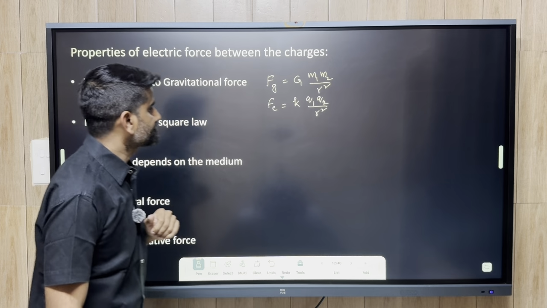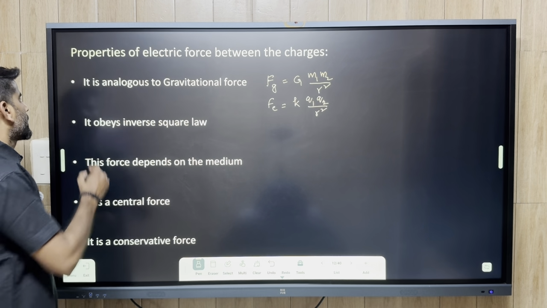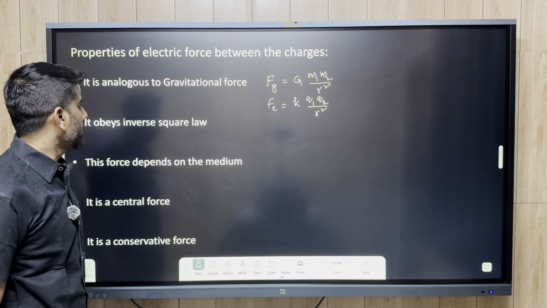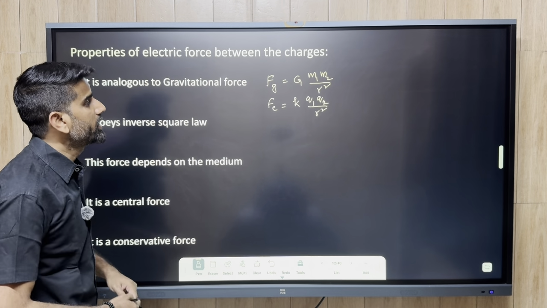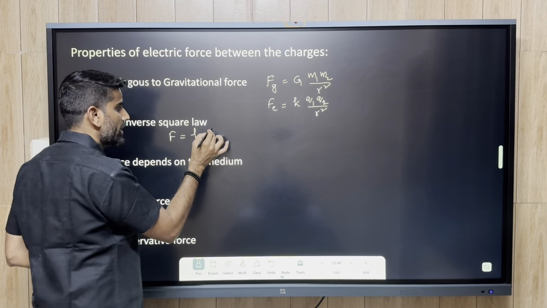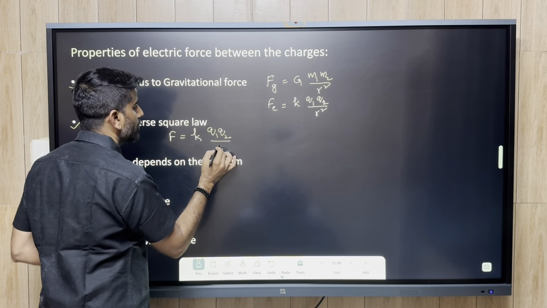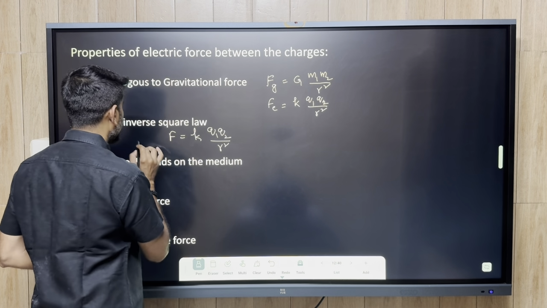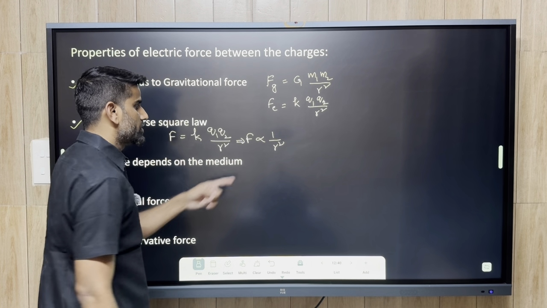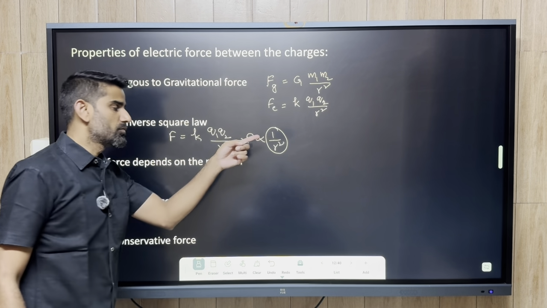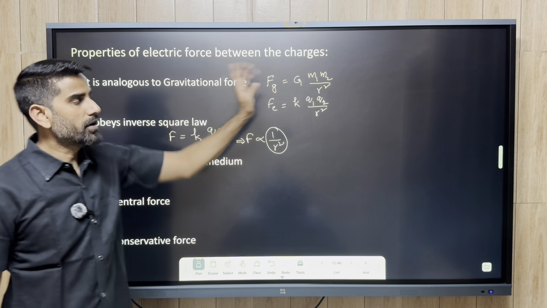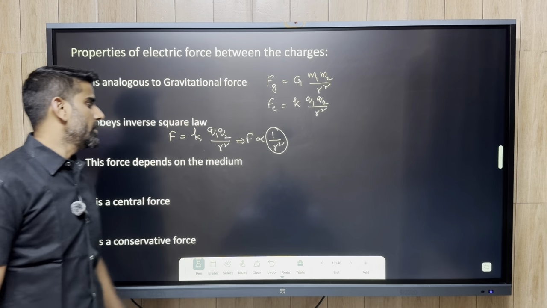Now, it obeys inverse square law. The first point has already been discussed. Second point, it obeys inverse square law, which is evident here. This electric force is given by some constant, Coulomb's constant K, q1 q2 upon r square. This force F is proportional to 1 by r square, which is inverse square. Force is inversely proportional to r square. That means it obeys inverse square law like gravitational force. Gravitational force also obeys inverse square law.